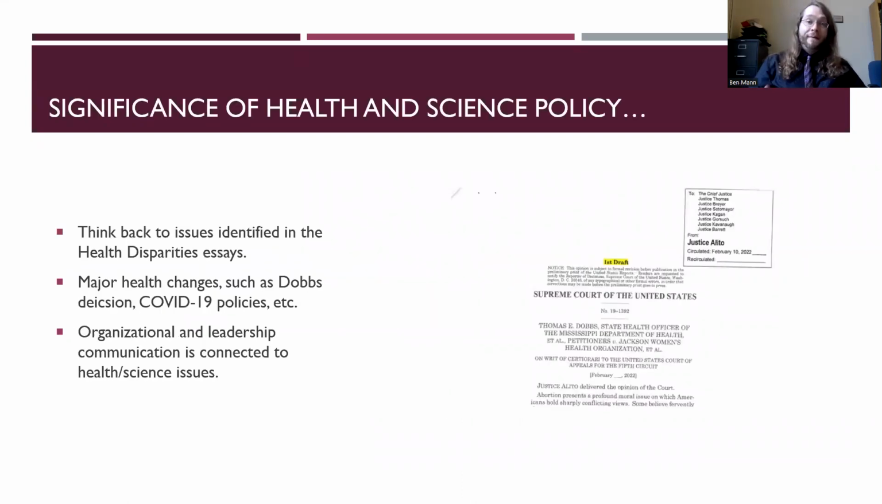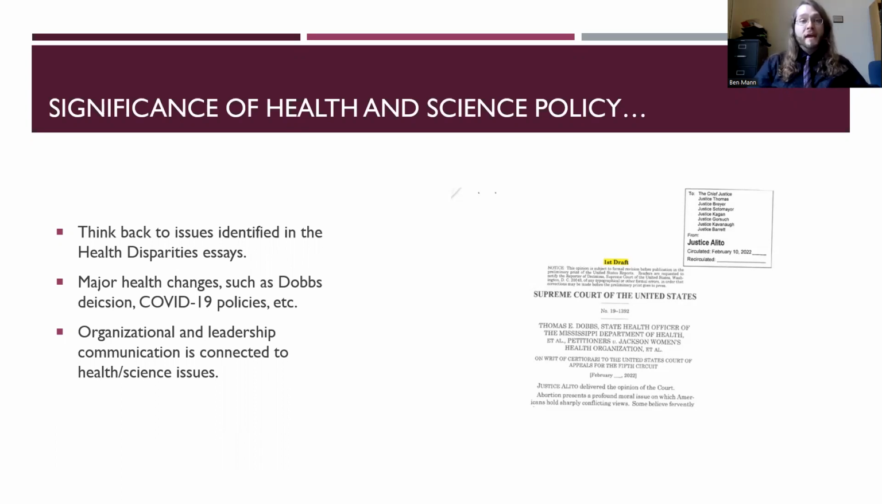So as we're establishing the importance of thinking about health and science policy, we can think about this in the context of a lot of current events and issues. For example, you might think about some of the issues you identified in your health disparities essays. What were the populations who are being disproportionately hurt or affected by a health issue? And what communication strategies can be used to support people at the margins?